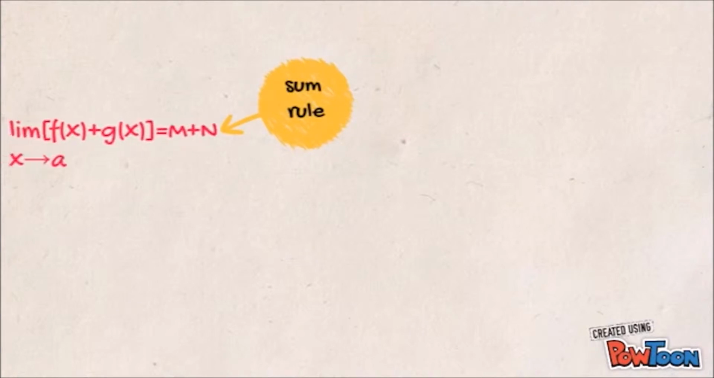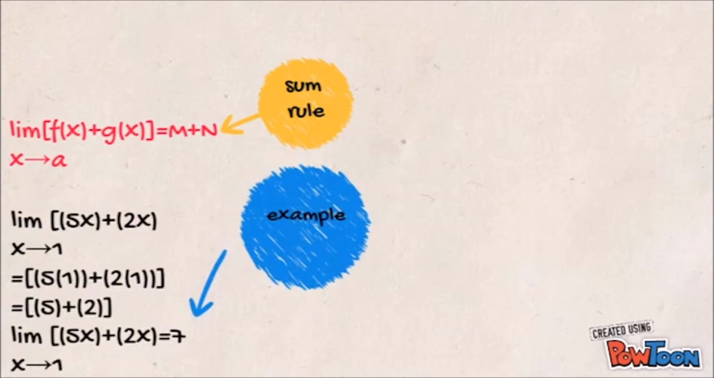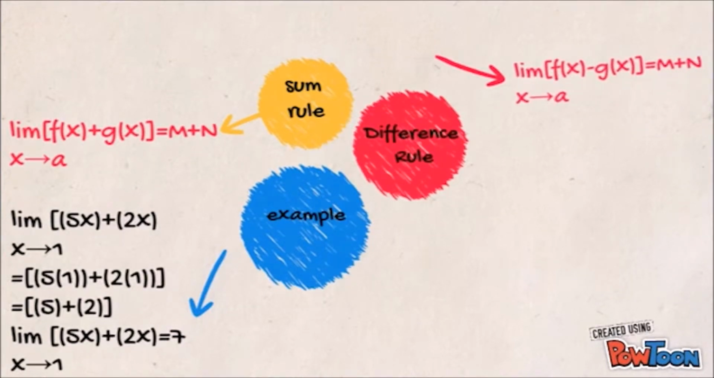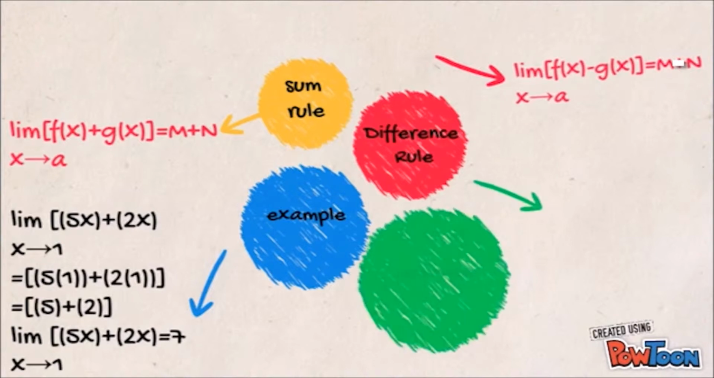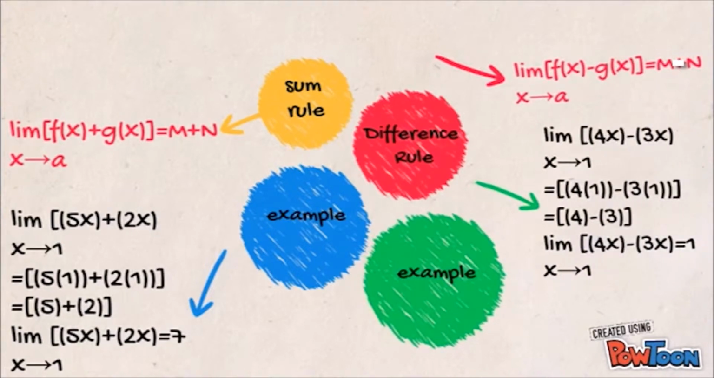We have here the sum rule. We have the limit of f of x plus g of x as x approaches a equal to m plus n. Now we have the limit of 5x plus 2x as x approaches 1. We have to find the limit of the given function. With that, we have to substitute 1 into x. We have 5 plus 2, and now we have the limit of 5x plus 2x as x approaches 1 equal to 7.